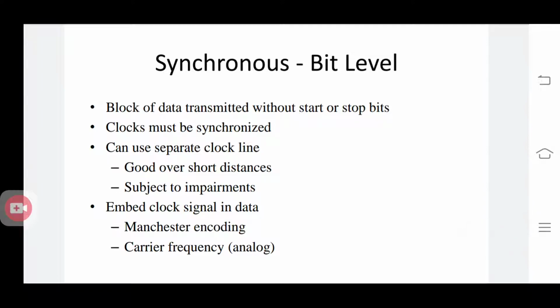Next is synchronous transmission. It's actually bit level transmission, that is, a block of data is transmitted without start or stop bits. There is no start element or stop element for synchronous. Here for synchronization we are using a clock signal. A separate clock line is used for synchronizing the characters or the data. They are mainly used for short distance transmission and they are subject to transmission impairments. So all the data is embedded with a clock signal. It is mainly used in Manchester coding or for analog transmission by using carrier frequency, etc.